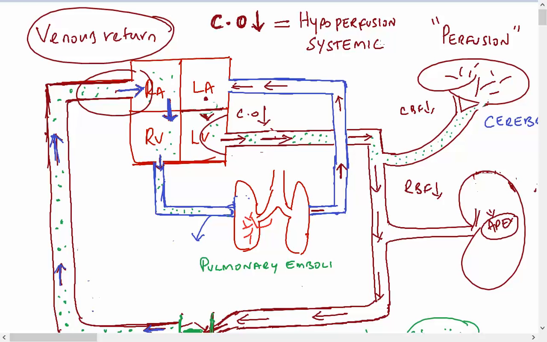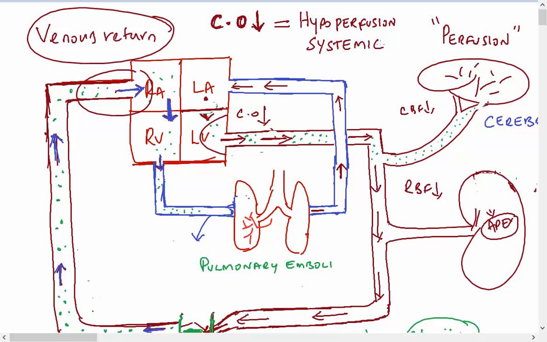I'm writing like Arabic. Hypoperfusion, systemic. So you understand the concept. Actually, the correct way of telling it is hypoperfusion created in the system. So Arabic is correct. That is the meaning in Arabic: hypoperfusion created in the system. Understand? So why? Because of reduced cardiac output.